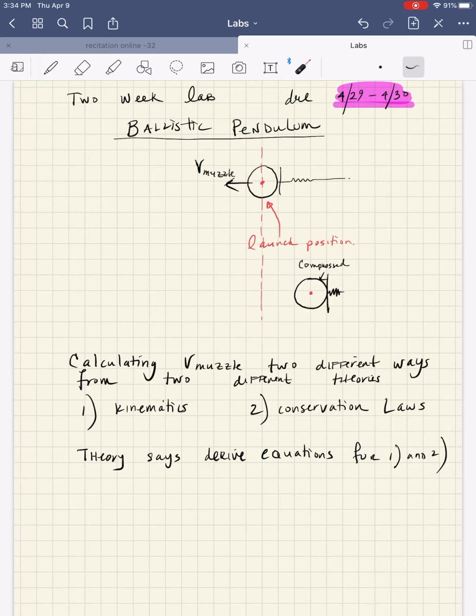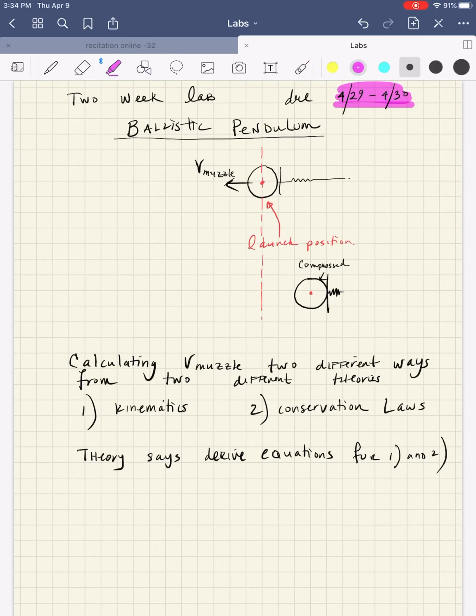So here is a picture of what it looks like when the cannonball has compressed the spring and it's about to launch. The spring pushes it through this distance here, to this launch position where there's initial velocity, V muzzle, as it leaves.